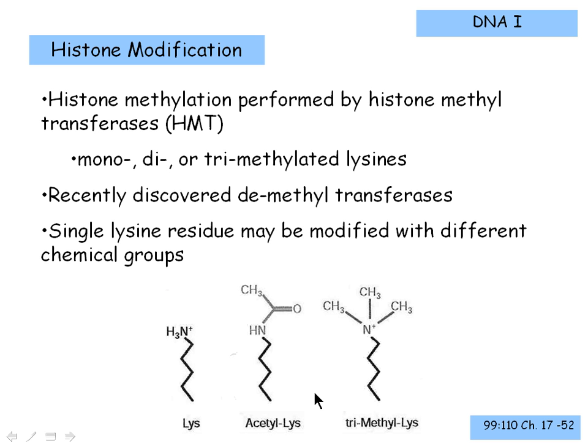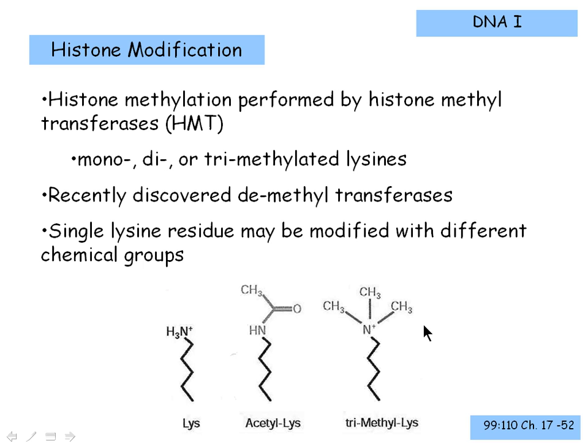Another modification that can occur is methylation. Methylation is put on histone tails by histone methyltransferases, or HMTs. Lysines can be either mono-, di-, or trimethylated. Here's an example of a trimethylated lysine. Note that there still is that positive charge on the lysine, so that they can still interact with the DNA tails. So most of the time, when we think of methylation, we think of gene silencing.